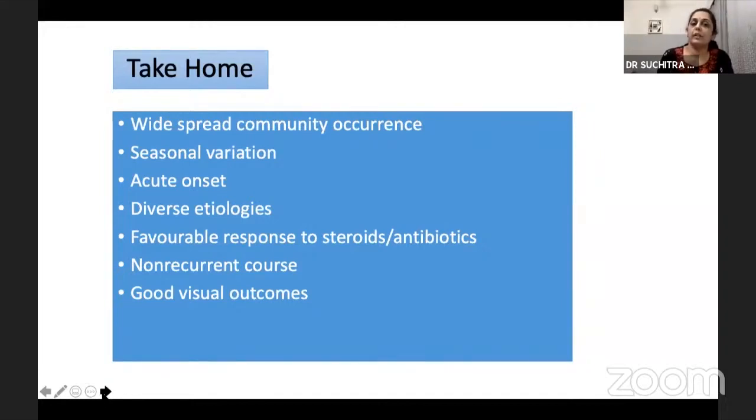It has widespread in the community, and it has seasonal variations, more common during the winter. It has an acute onset, and we saw the diverse etiological causes. It has a favorable response to steroids and antibiotics, and usually it is non-recurrent and has good visual outcomes. But we do not have any large randomized studies on this, which is the need of the hour. Thank you.